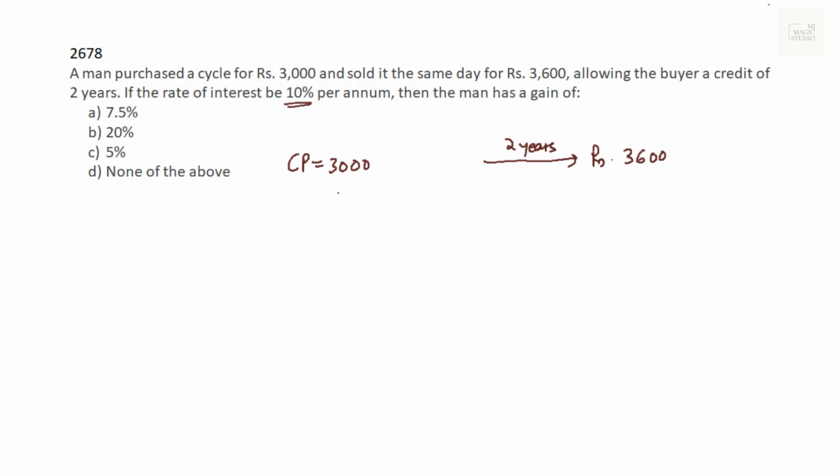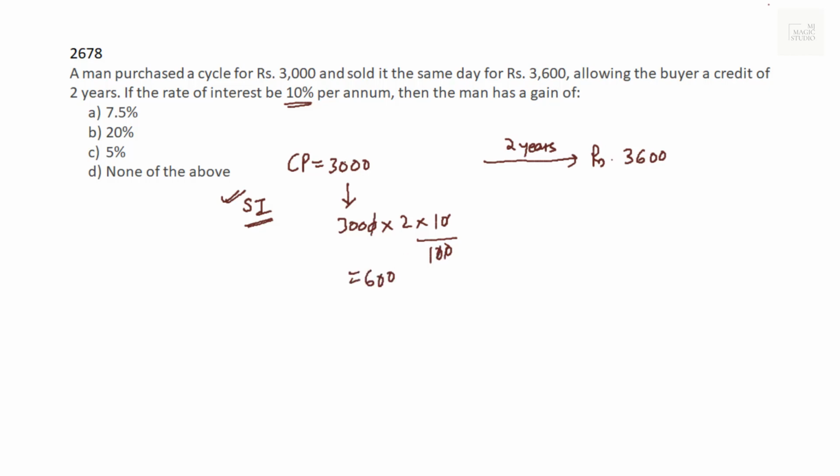Let us move 2 years ahead. Since nothing is mentioned about whether it is simple interest or compound interest, obviously the answer can't be determined. But if I take simple interest, which we assume the majority of the time, then what will be the interest on 3,000 rupees for 2 years at 10%? That would be 600 rupees.